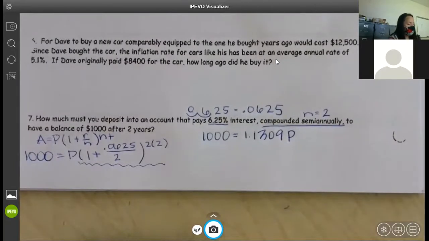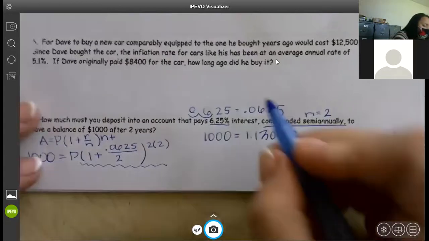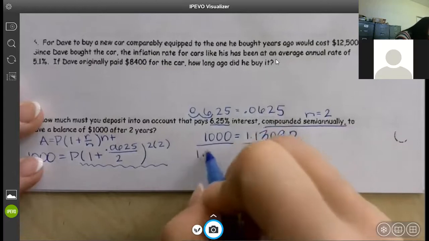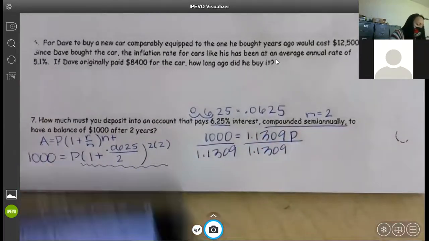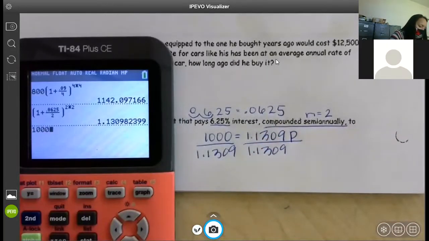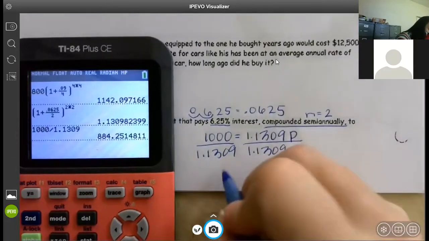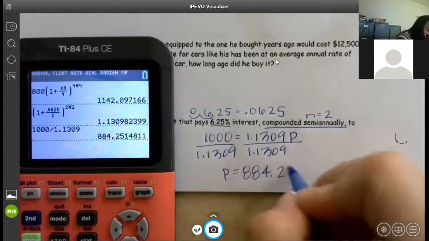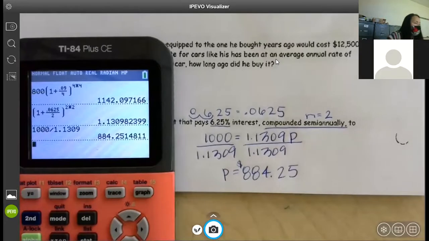How do we solve that? Divide by 1.1309. So in my calculator, 1,000 divided by that gives me, I need to deposit $884.25.